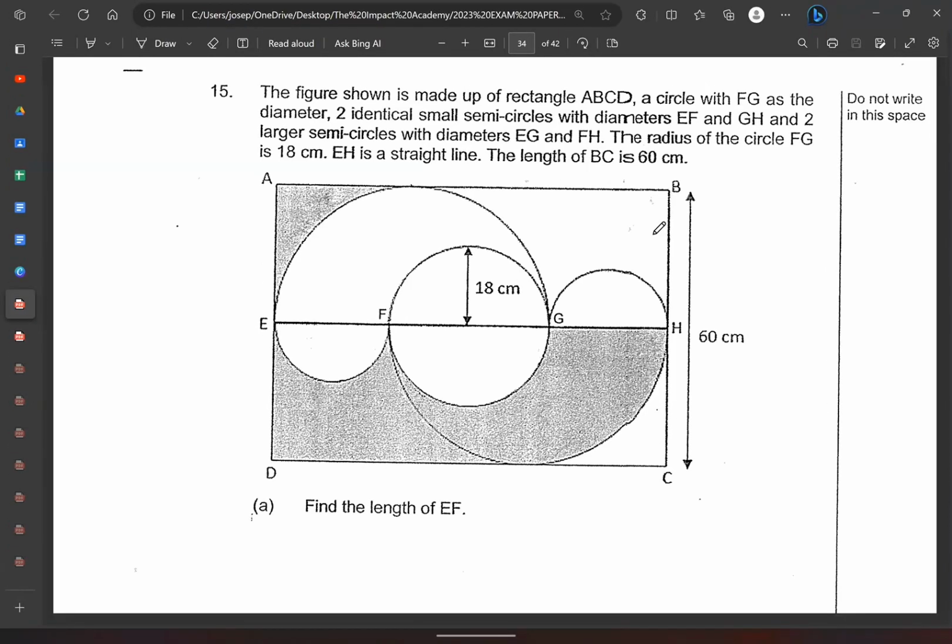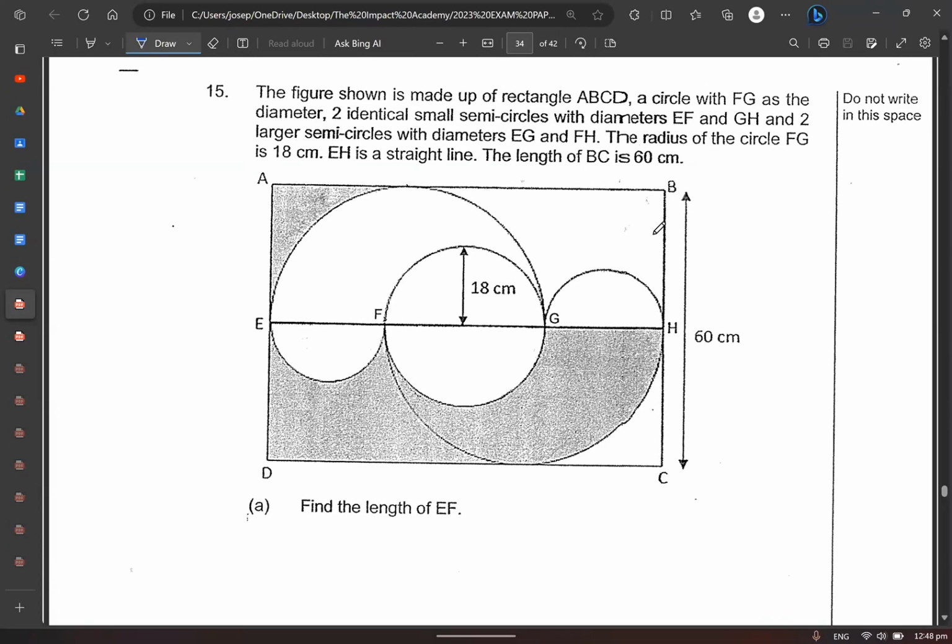Hi everyone, today we are looking at a question like this. As you can see over here, it says that the figure below is made up of a rectangle. You can follow my cursor. This is the rectangle, a circle with FG as the diameter, and two identical small semicircles with diameters EF and GH.